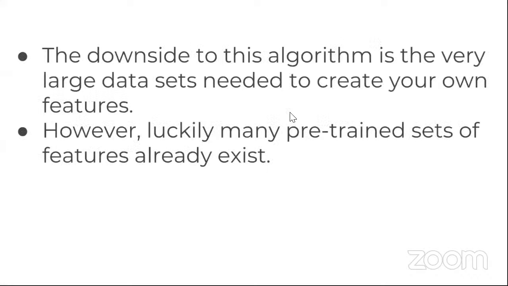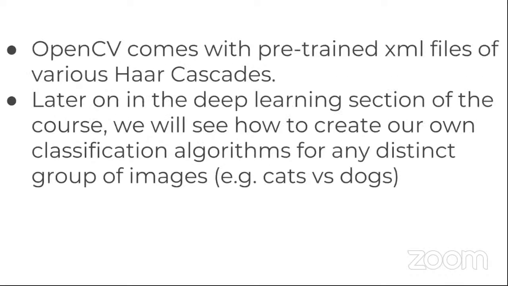The downside to this algorithm is that very large data sets are needed to create your own features. As I told you, there are thousands of features to detect the facial details and to capture all those things. However, we are very lucky that we have many pre-trained sets of features already existing with us. OpenCV comes with pre-trained XML files of various Haar cascades. Later on in the deep learning section of the course, we will see how to create our own classification algorithms for any distinct group of images.